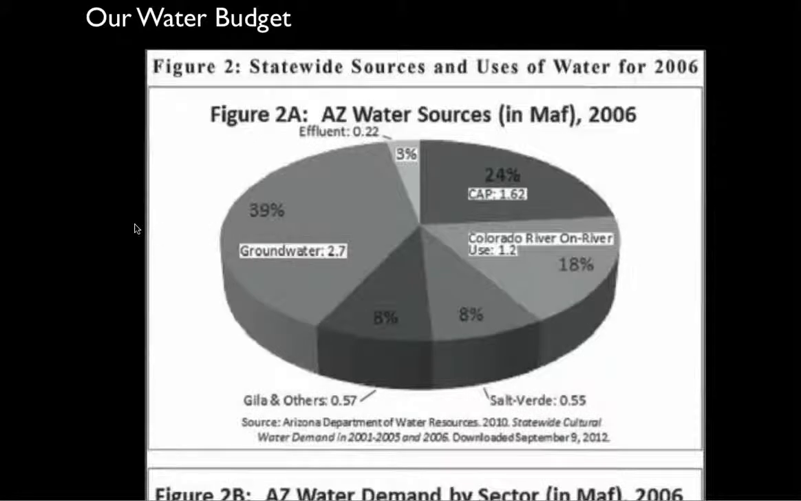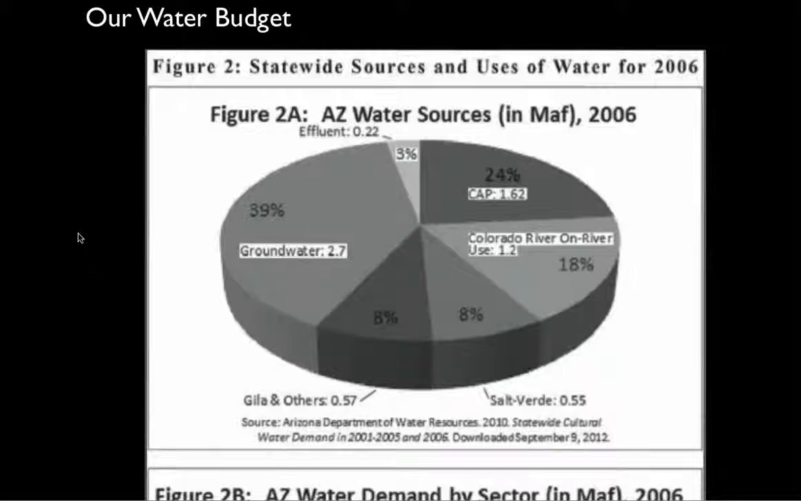This is kind of a cool little graph. This is where Arizona overall gets its water. The Central Arizona Project, which brings water from the Colorado River at a cost of billions of dollars over to Phoenix and now to Tucson, is 24% of our water. Using water right along the Colorado River, 18%. The Salt and the Verde, 8%. We actually use waste and recycle it, 3%. The Gila, the Little Colorado River, and a few others, 8%. And the biggest portion of it, 39% of our water.